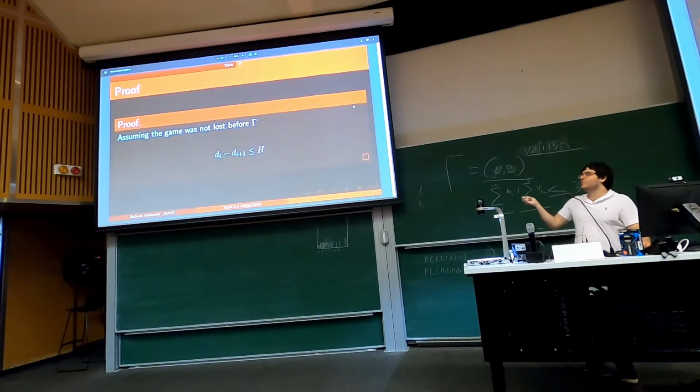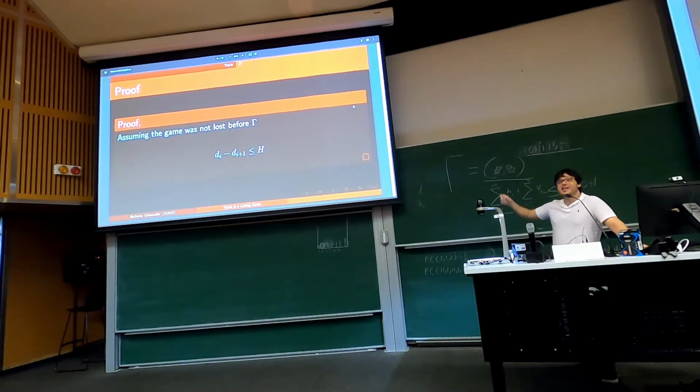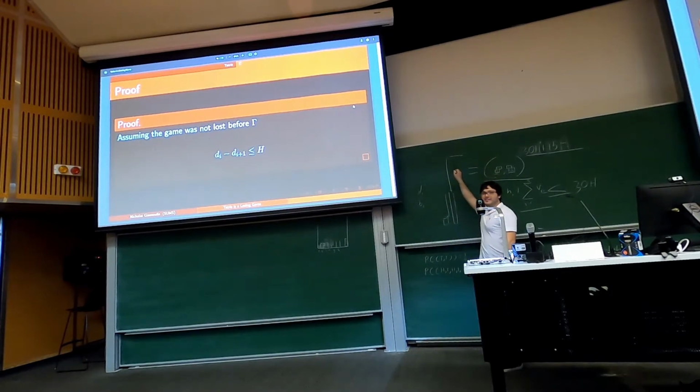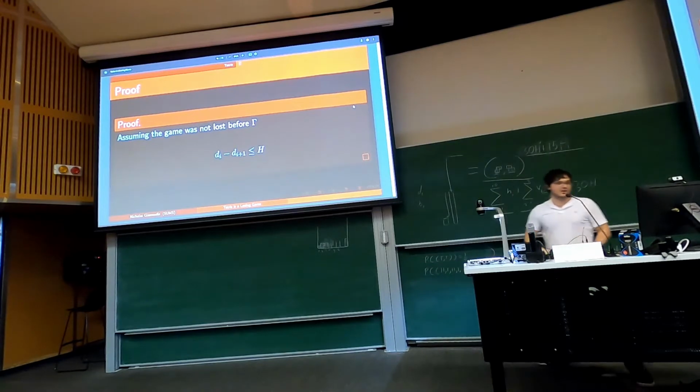What would be the consequence if it was a lost game? Yeah, exactly. If you had more than h cells in one column, so if this difference was more than h, so you've got a column here and some kind of column here, then in particular the larger one must be breaching the ceiling, so the game's lost. So we have that inequality, which is quite nice.